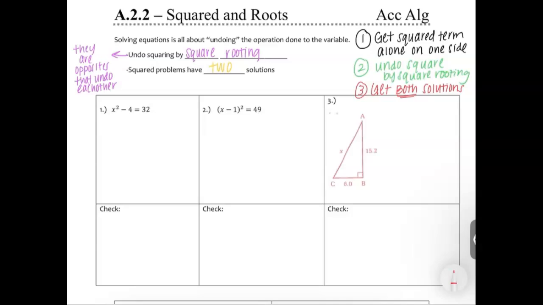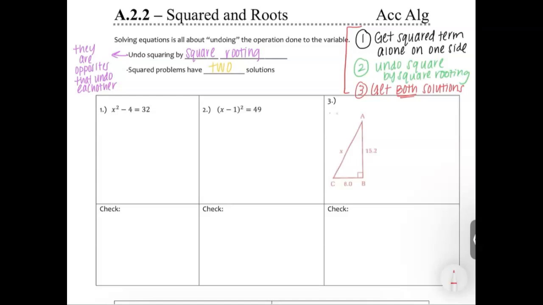Alright, moving on with equations. We were talking about what happens if there are squares and square roots in equations. So this little thing on the side is helpful. What I'm saying is basically get the squared term alone on one side. So anything that is extra, you have to get it off that side.